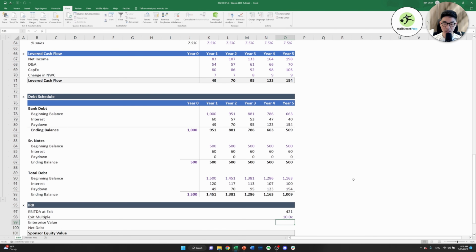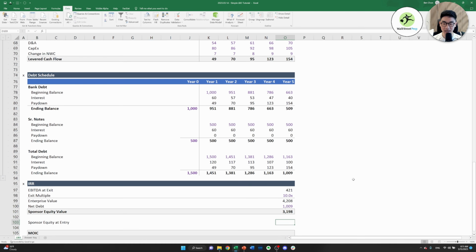And if we multiply these two together, then we get our enterprise value. Our net debt at the end of all of this is the ending balance after the debt that we paid down. Then we subtract from our enterprise value our net debt, and this gets to our sponsor equity value. So what this means is that essentially, if you were able to execute on everything that we discussed today in terms of the revenue growth, margins, paying down debt, then the amount that the PE firm would literally earn is $3.2 billion, since all of this is in millions.